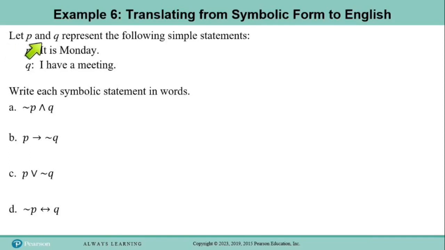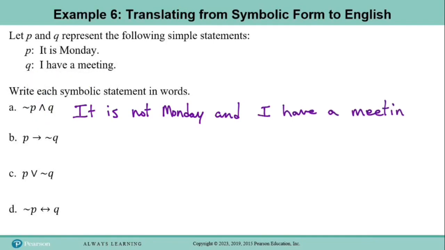This one says, let P and Q represent the following simple statements. Statement P says it is Monday. Statement Q says I have a meeting. And then it says write each symbolic statement in words. So part A is "not P and Q." So not P would be "it is not Monday," and then this symbol here represents the word "and," and then Q would be "I have a meeting." So it is not Monday and I have a meeting.